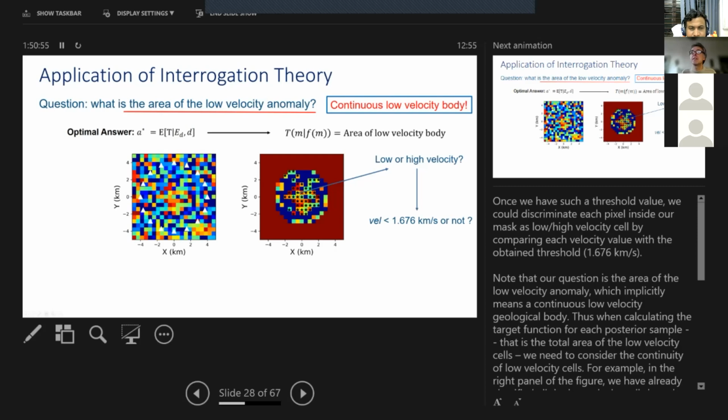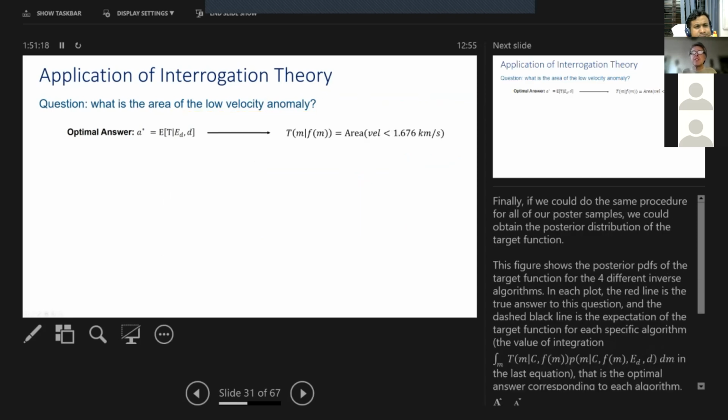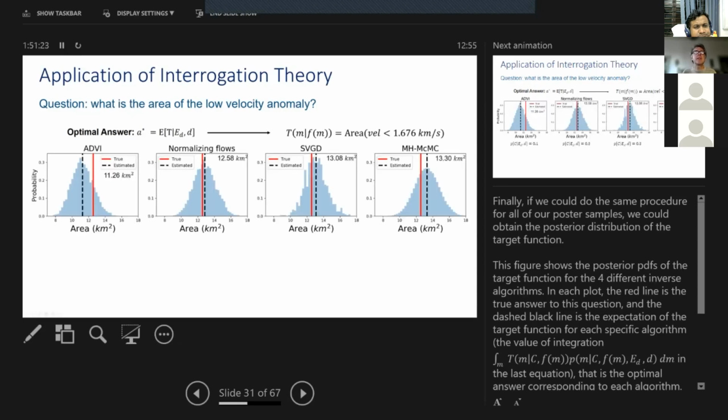And in this case, for this particular model on the left, these cells constitute the area of the low velocity anomaly. So finally, we've got ourselves a target function that converts any model into the area of the low velocity cells. But to get it, we had to use uncertainties to find the threshold that wouldn't bias the answer. So we can now use that to translate all of our models into estimates of area, and each of the methods will give us a different histogram of areas.